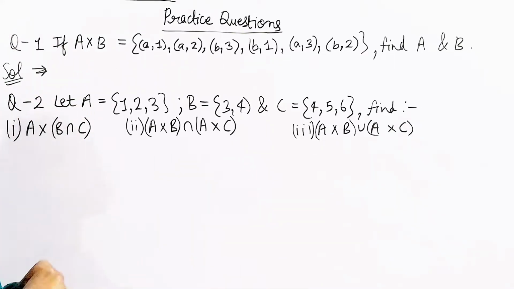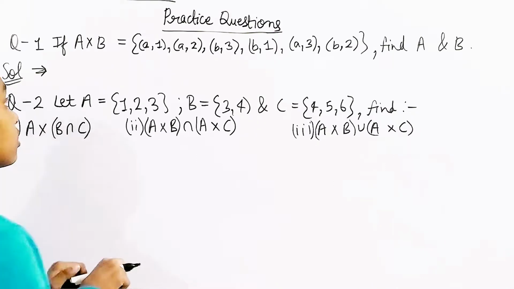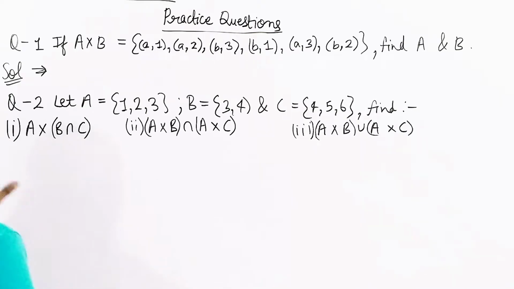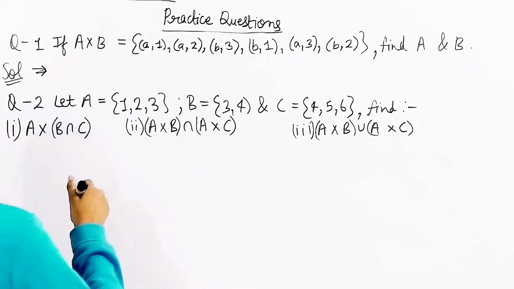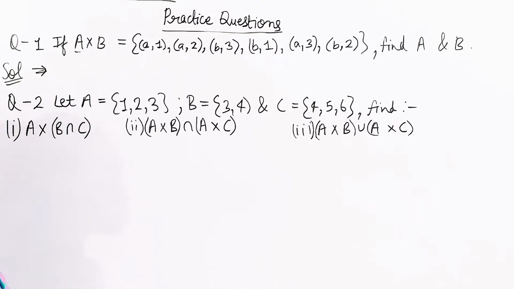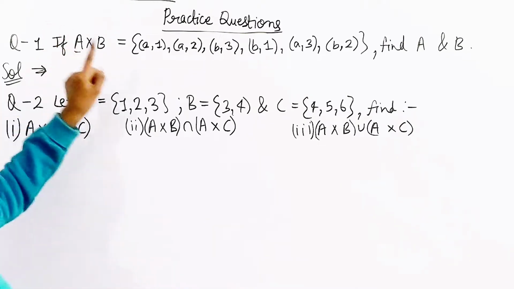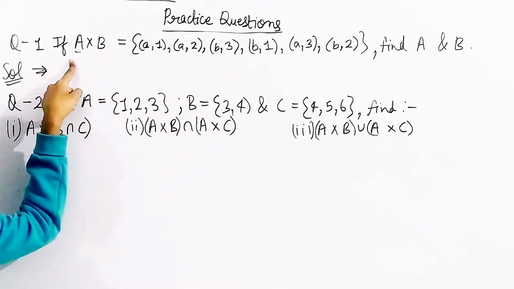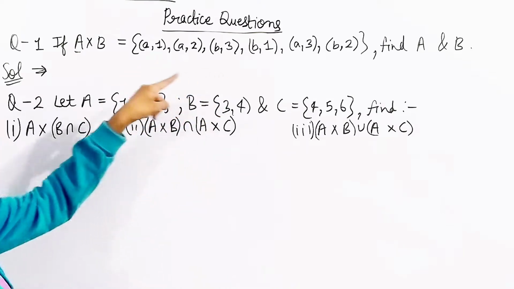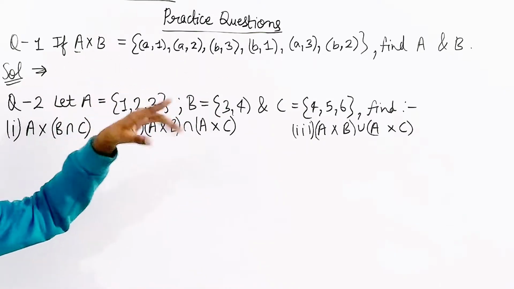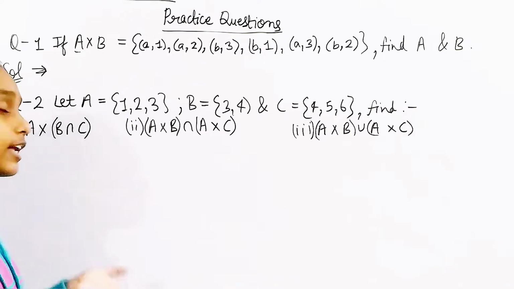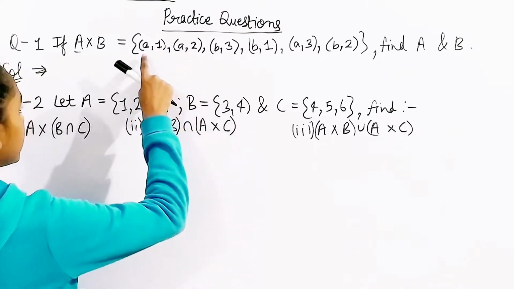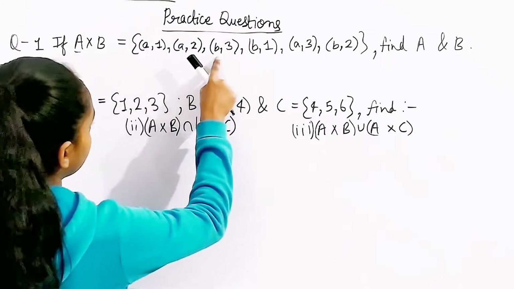One thing we have to focus on is what's coming first. Is it set A or set B? I can see that set A is coming first. So all the first elements of these pairs will be the elements of set A, and the second elements will be the elements of set B. That's clear. So let's see.